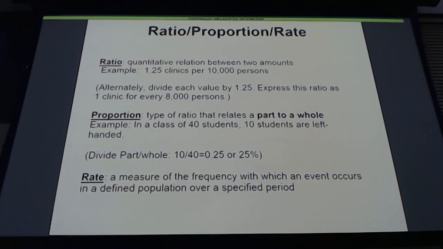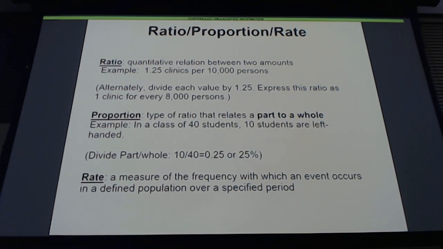Then we get the proportion. Proportion is a comparison where the numerator is part of the denominator. So here, for your example, you've got in class 40 students, 10 students are left-handed. Those 10 students are part of that total 40. And there, you just divide 10 by 40, give you your proportion at 0.25, multiply that times 100, give you 25%. Simple stuff, right? Nothing extremely hard.